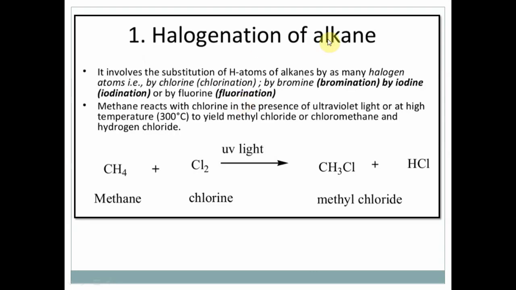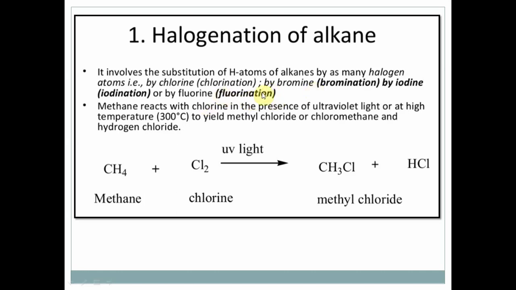First, halogenation of alkanes. It involves the substitution of a hydrogen atom of alkanes by halogens like chlorine, bromine, iodine or fluorine. Generally we avoid fluorination because the reaction takes place explosively.